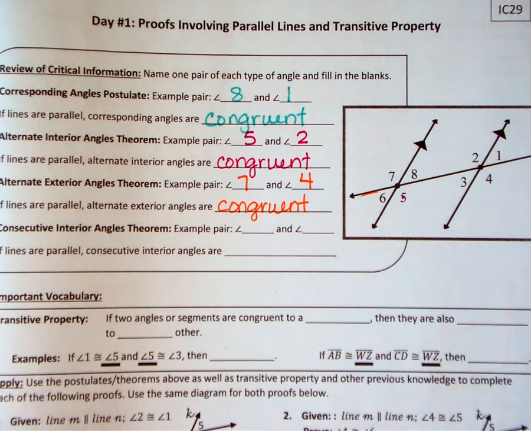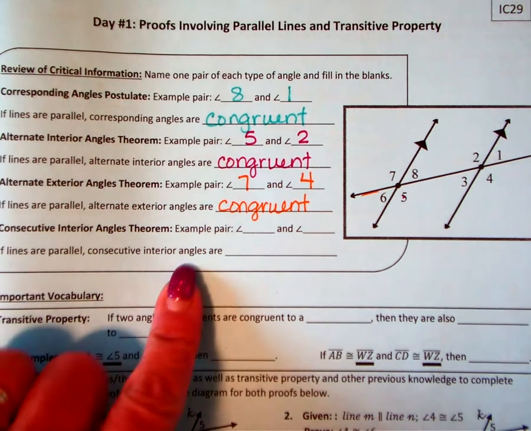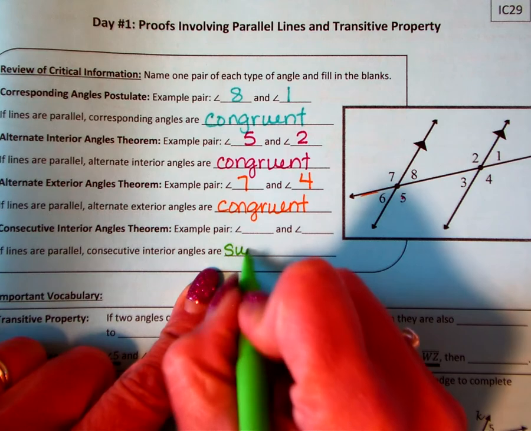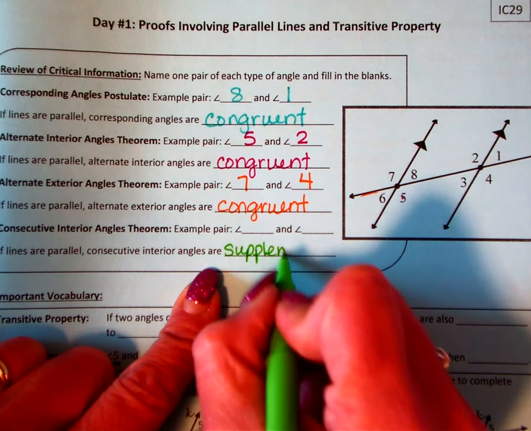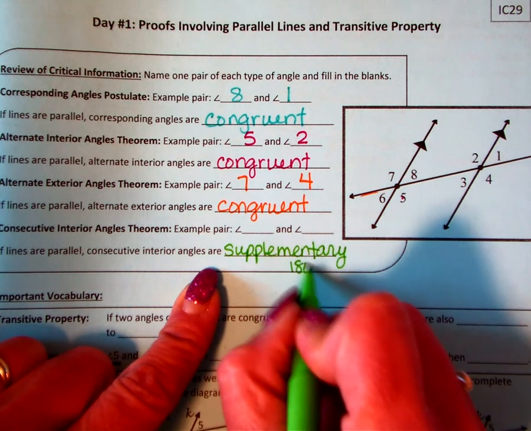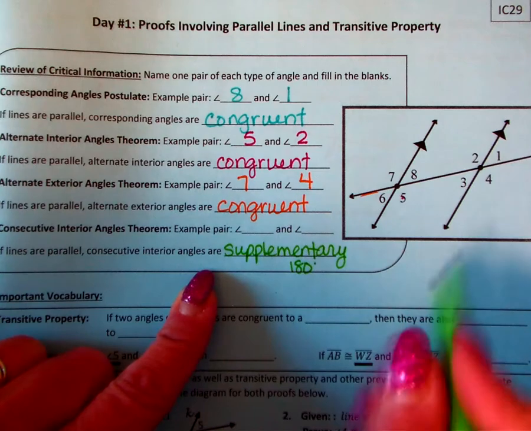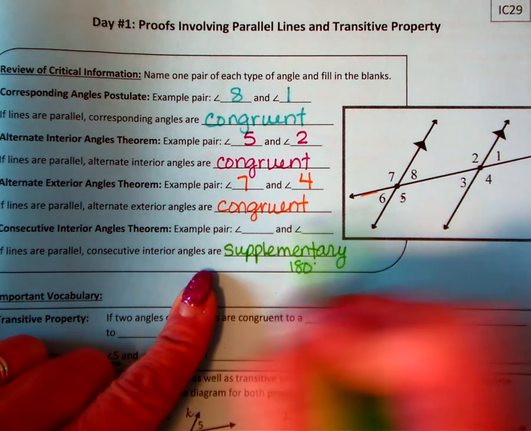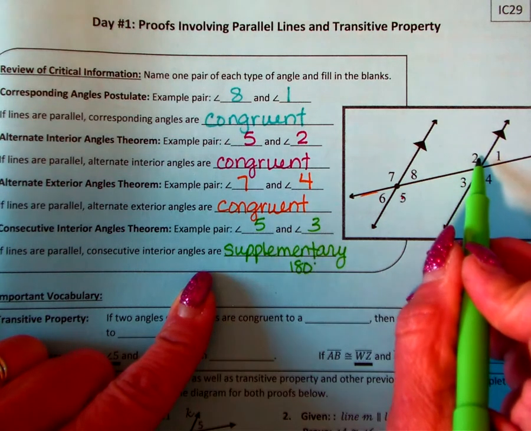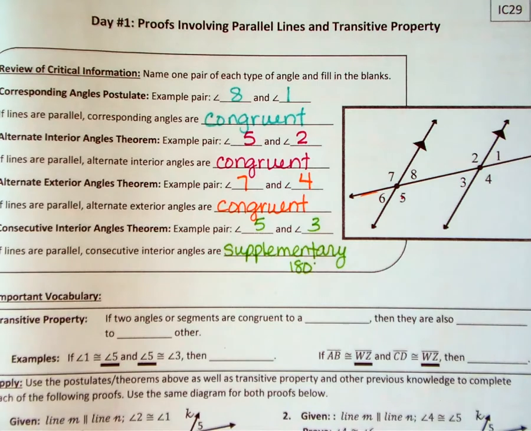And the consecutive, that's the one that's different. Okay, consecutive interior angles says if lines are parallel, consecutive interior angles are supplementary, which remember means totals how many degrees? 180 degrees. So consecutive angles would be, for example, angles 5 and 3, as well as angles 8 and 2. Okay, so there's more than one example that could be given here. We just put one example down.